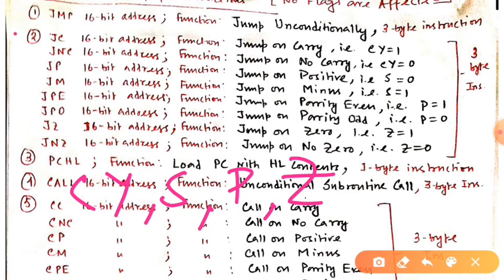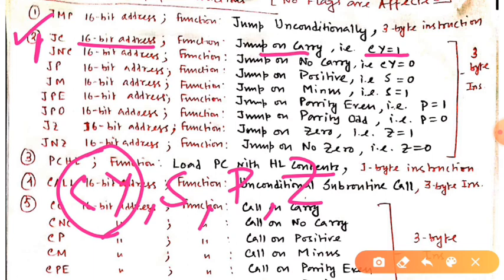We will start with JC and JNC. These are the conditional jump instructions that check the status of the carry flag. The JC instruction jumps to the specified memory address if the carry is 1. So it is the jump on carry instruction. If the carry flag is 1, then only it will jump to the specified memory address in the instruction. Otherwise the program execution will continue in the previous order.